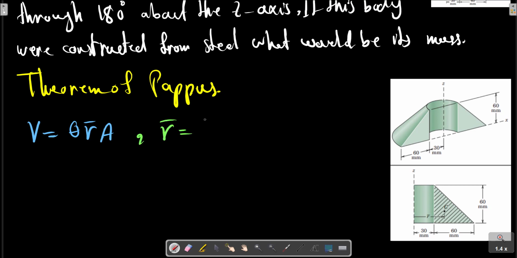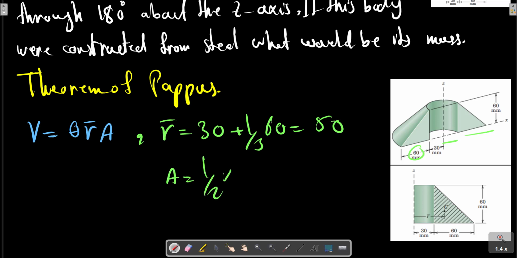R equals 30 plus 1/3 of 60. And area is 1 mm².